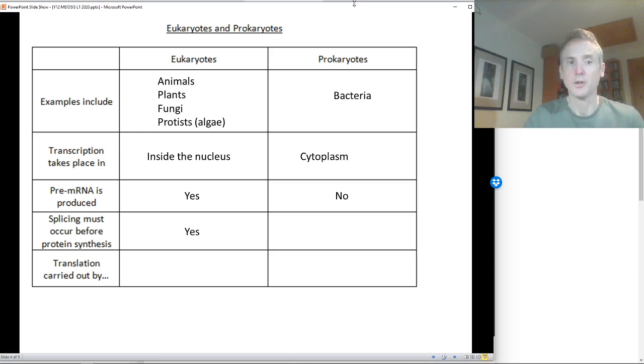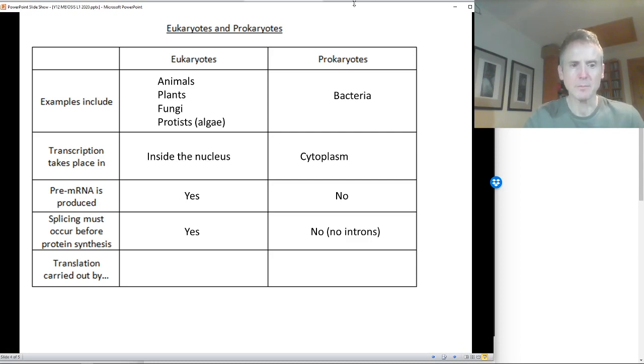Prokaryotes, they don't make pre-mRNA. They go straight to mRNA. They don't have introns in their genes, and therefore it goes straight into mRNA. They don't need to do splicing. An extra step's missed out. Again, it makes them faster, they're simpler organisms.